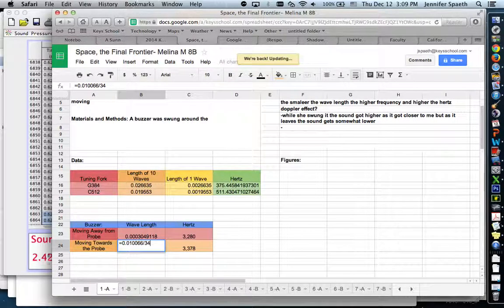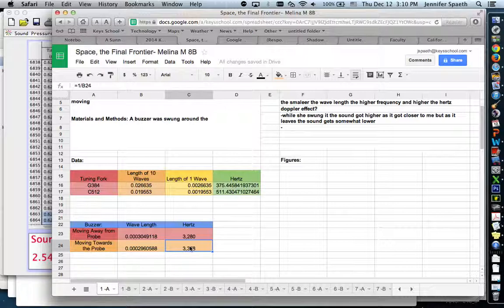It's back. Okay. You can see here we did 0.010066, so that was the length of 34 waves, and we divided it by 34 to get the length of one wave. And then we did the math to get the hertz. So this, the top hertz was the wavelength as the sound was moving away from the probe, and this bottom number is the wavelength as the buzzer was moving towards the probe.